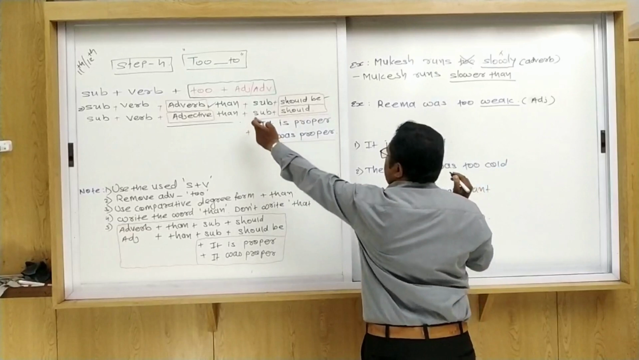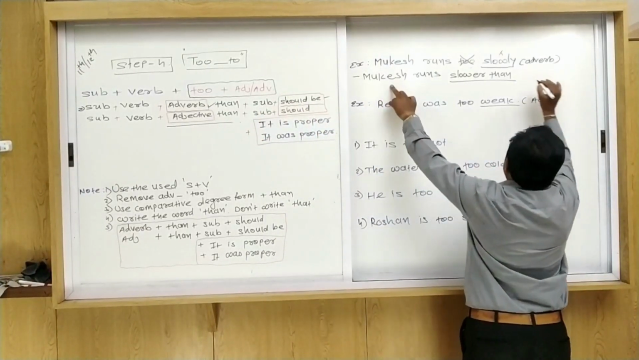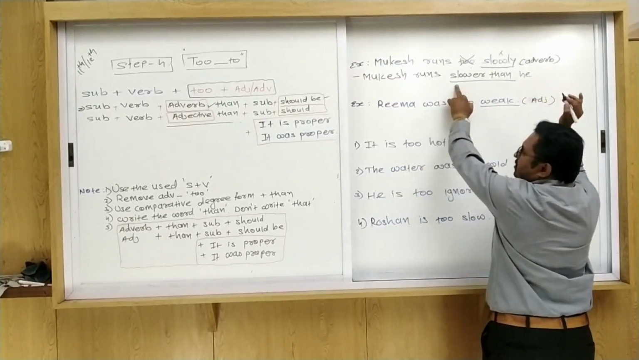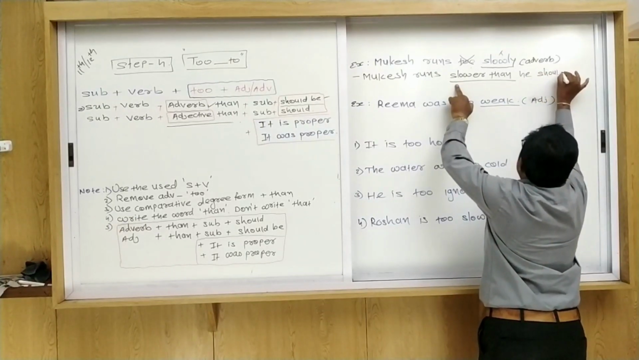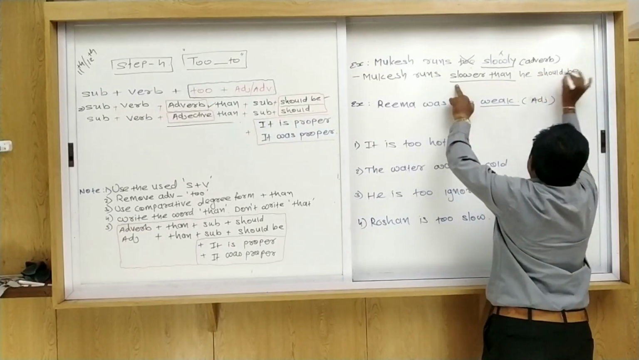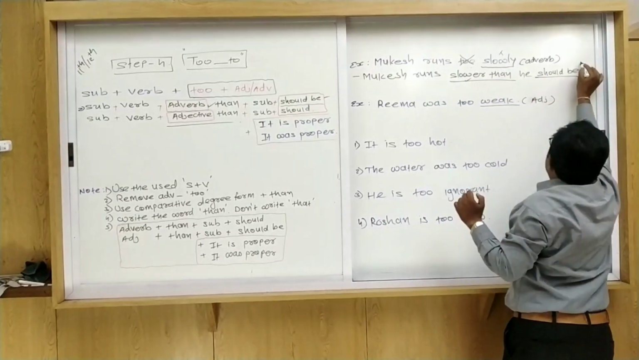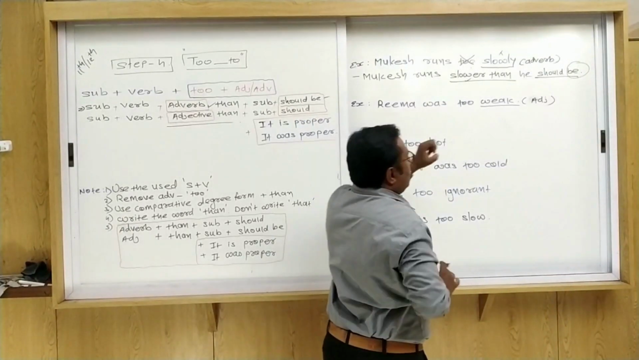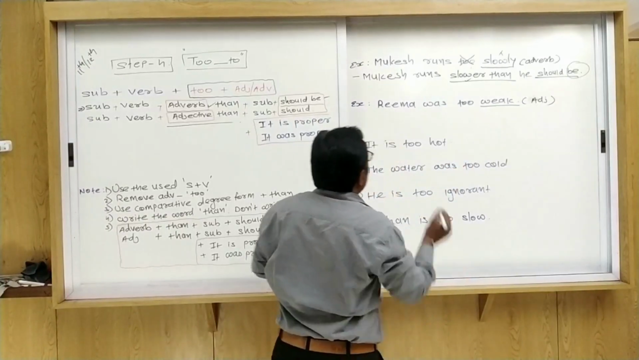Then subject plus "should be". So what is the subject? Mukesh, so "he". An adverb is used here, so "should be". When an adverb comes, it is compulsory to write "be". Suppose you are confused about "should" or "should be", then we have another option.